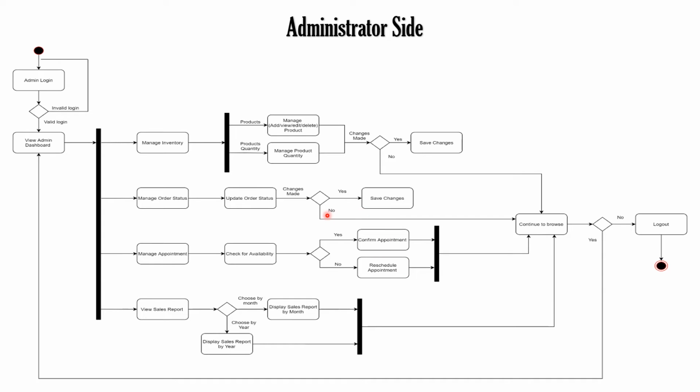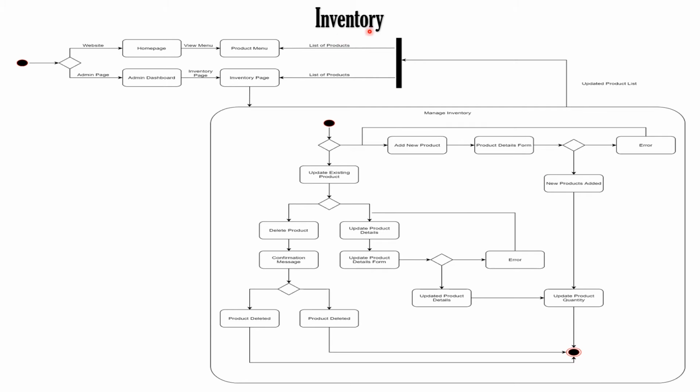If the appointment is accepted, it will confirm the appointment. If not, it will decline it and let the customer know to reschedule their appointment. For the sales report, they can also view the sales report by choosing the month or year, and it will generate the report.